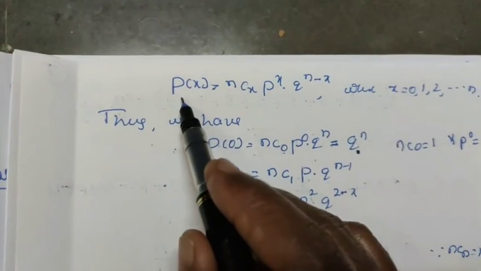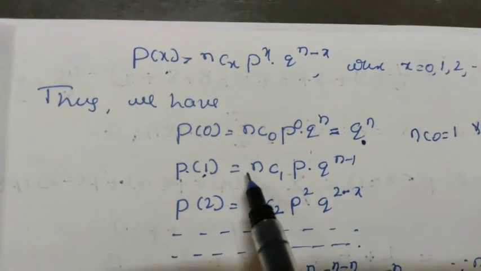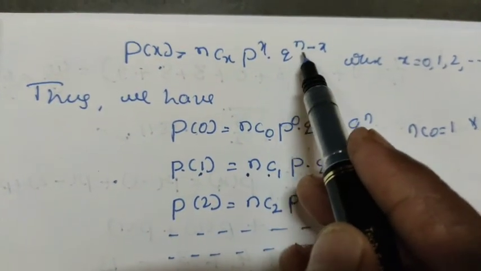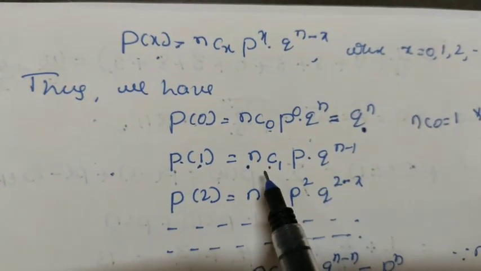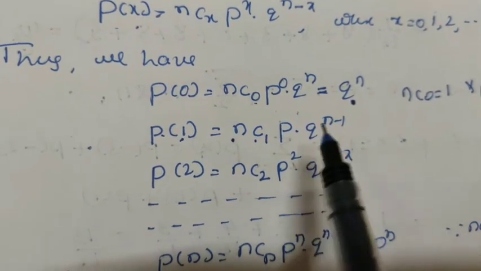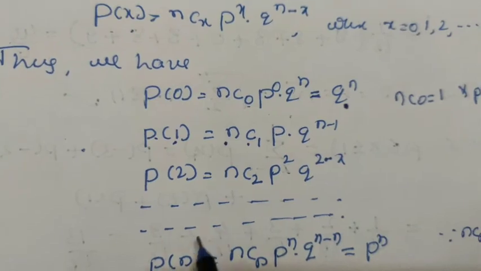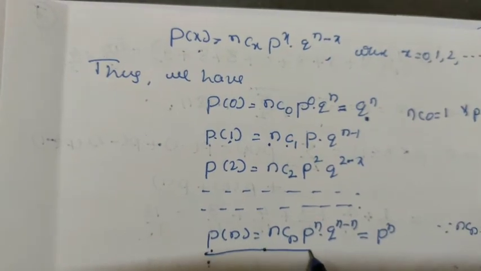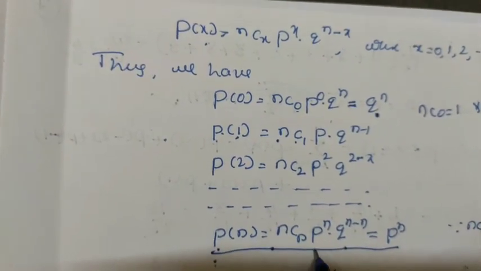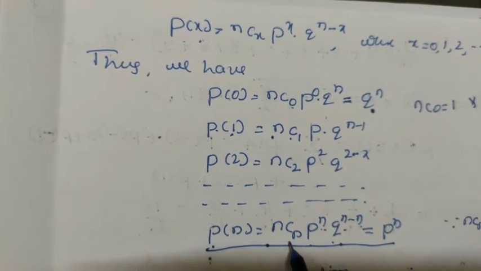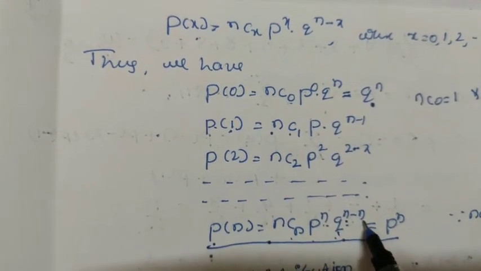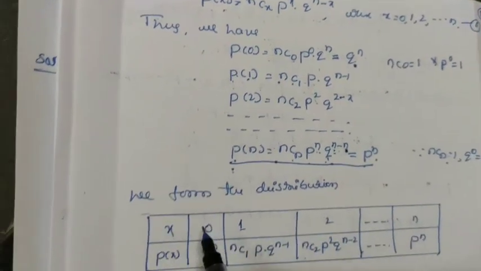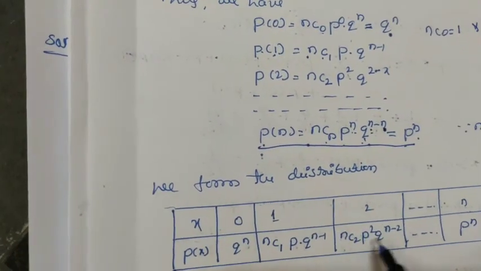Put x equals 1 and you will get P of 1 equals nC1 p raised to 1 and q raised to n minus 1, which is nC1 p into q raised to n minus 1. Like this we can substitute x equals 2 and so on up to n. We will get P of n equals nCn p raised to n q raised to n minus n, and we know nCn is again 1 and q raised to n minus n is q raised to 0, which is 1, so only p raised to n remains. So we can make a table of this distribution.